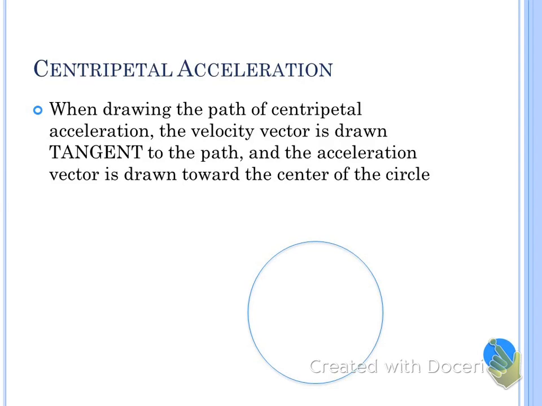So when we draw our paths for our particular objects, our velocity vector is drawn tangent to the curve, and our acceleration vector always goes toward the center. So if I was going to draw my vectors here at a point here, let's say that my object was moving in the clockwise direction. My velocity vector would be drawn tangent to the curve, somewhere like that. And my acceleration vector would be drawn toward the center.